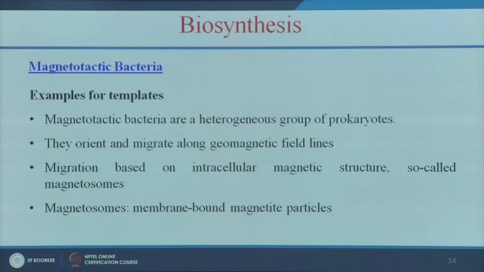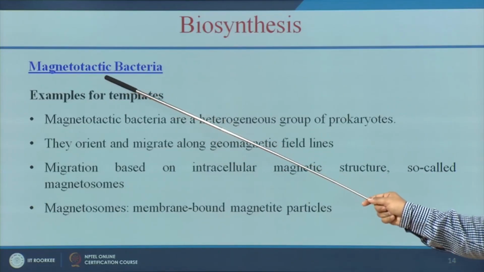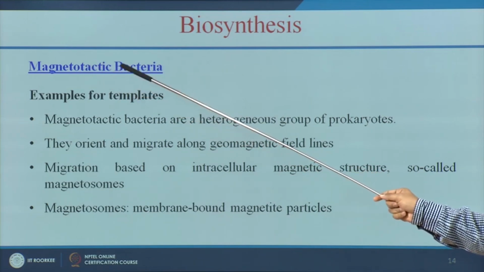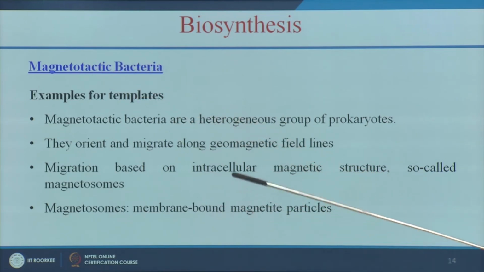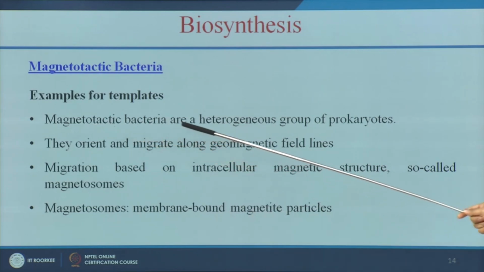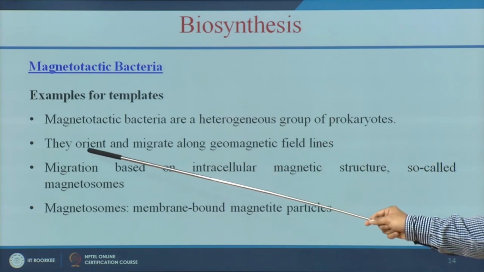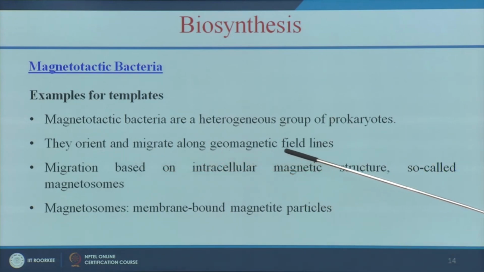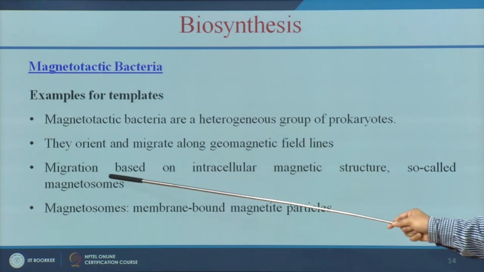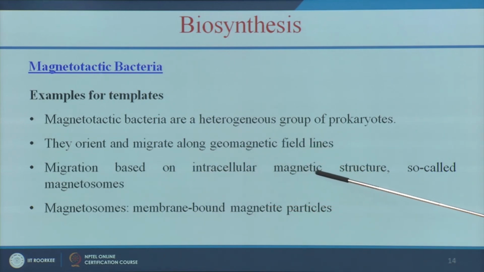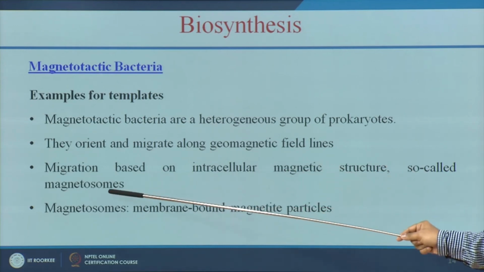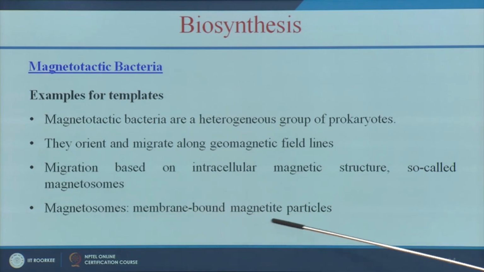So let us see another example where we are going to see how we can use magnetotactic bacteria for synthesizing magnetic nanoparticles. These magnetotactic bacteria are a heterogeneous group of prokaryotes, and they orient and migrate along the geomagnetic field lines. They don't have any flagella; they move according to the geomagnetic field lines, and their migration is based on the intracellular magnetic structure. The intracellular magnetic structure is called magnetosomes. The magnetosome is a membrane-bound magnetite particle.